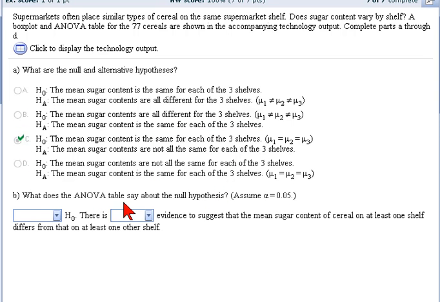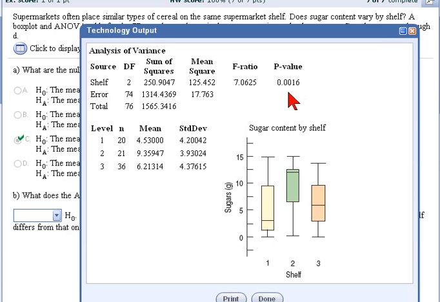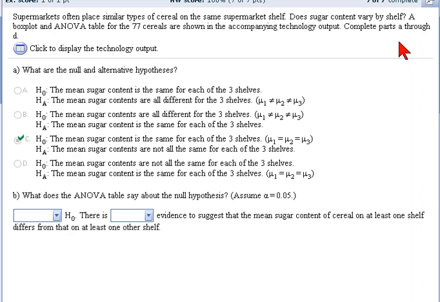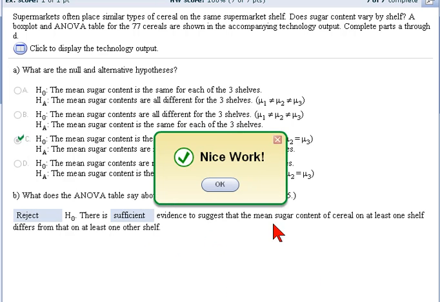What does the ANOVA table tell us about the null and alternative hypothesis? Okay, back at this ANOVA table, remember we have a small p-value, and so we are going to be able to reject the null hypothesis. So we will reject the null hypothesis. There is sufficient evidence to suggest that the mean sugar content.